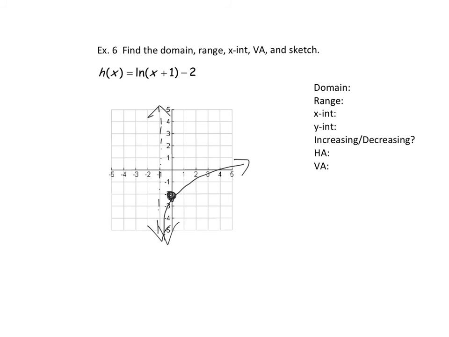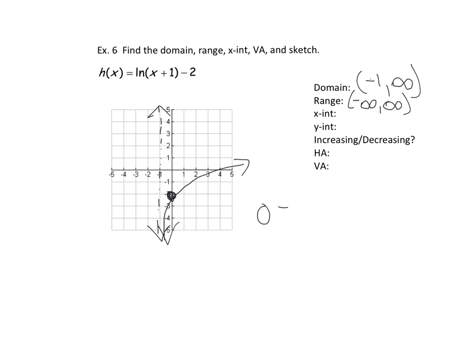So now you just look at the graph. Domain is now -1 to infinity. Note with parentheses, because that's a vertical asymptote, it never touches it. Range is still -infinity to infinity. You shift it down or up, the original range of -infinity to infinity remains the same. X-intercept, we don't know exactly, so we can solve for that.